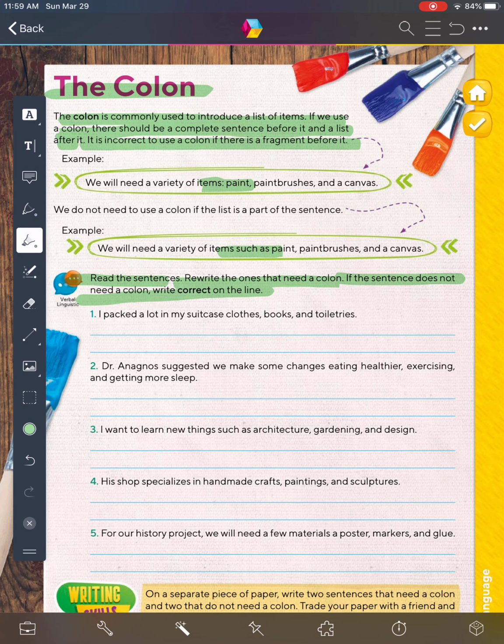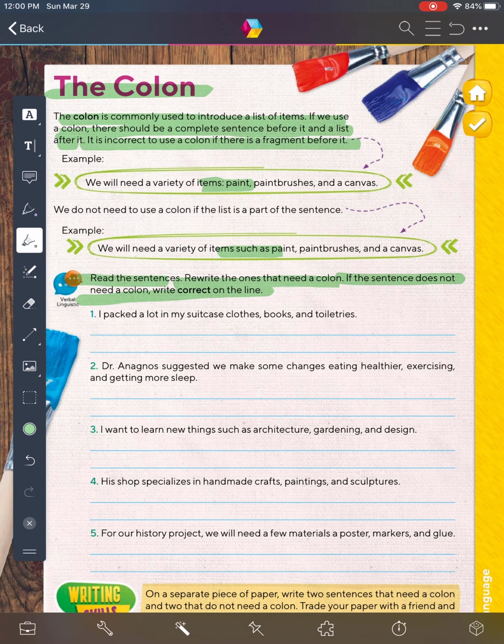Number 1. I packed a lot in my suitcase: clothes, books, and toiletries. Do you think that is missing something? If so, rewrite the sentence using a colon. If you think it's correct as it is, write correct. Number 2. Dr. Anagnos suggested we make some changes: eating healthier, exercising, and getting more sleep. Number 3. I want to learn new things such as architecture, gardening, and design.